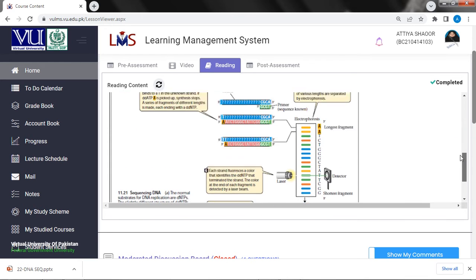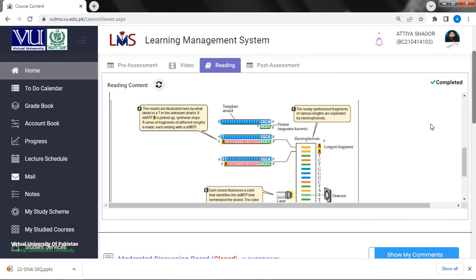The results are illustrated here by what binds to a T in the unknown strand. If ddATP-A is picked up, synthesis stops. A series of fragments of different lengths is made, each ending with a ddNTP.